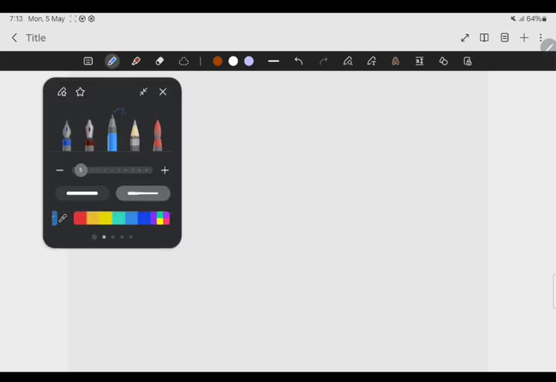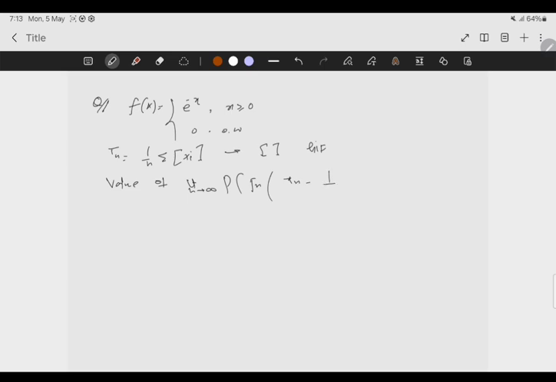Let me give a homework question. You all have to do this, because this is most important and the concepts are very good. We are given f of x equal to e raised power minus x where x is greater or equal to 0, and 0 otherwise. Clear? Then Tn is equal to 1 upon n summation box of xi, where box represents the greatest integer function. Clear? Then value of limit n tending to infinity probability under root n Tn minus 1 upon e minus 1 is less or equal to 1 upon e minus 1.